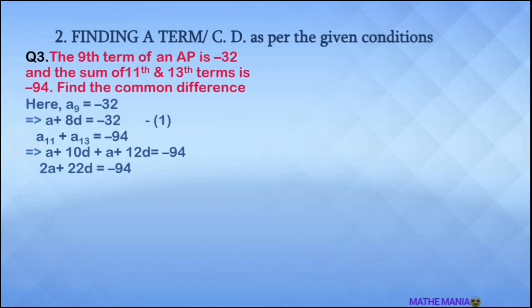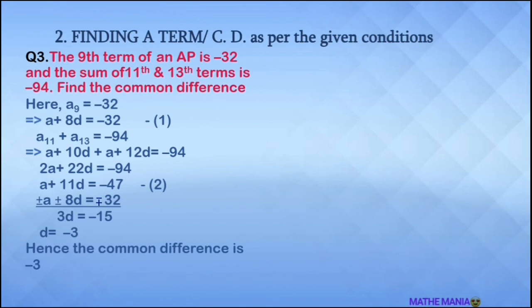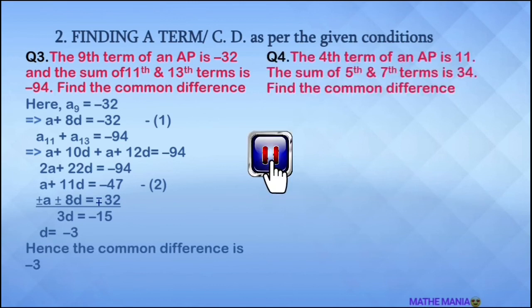As all the coefficients in this equation are divisible by 2, I can simplify this equation and I'll get a plus 11d is equal to minus 47. On subtracting 1 from 2, we get 3d is equal to minus 15, and so the common difference is minus 3. Now can you try the next one yourself?